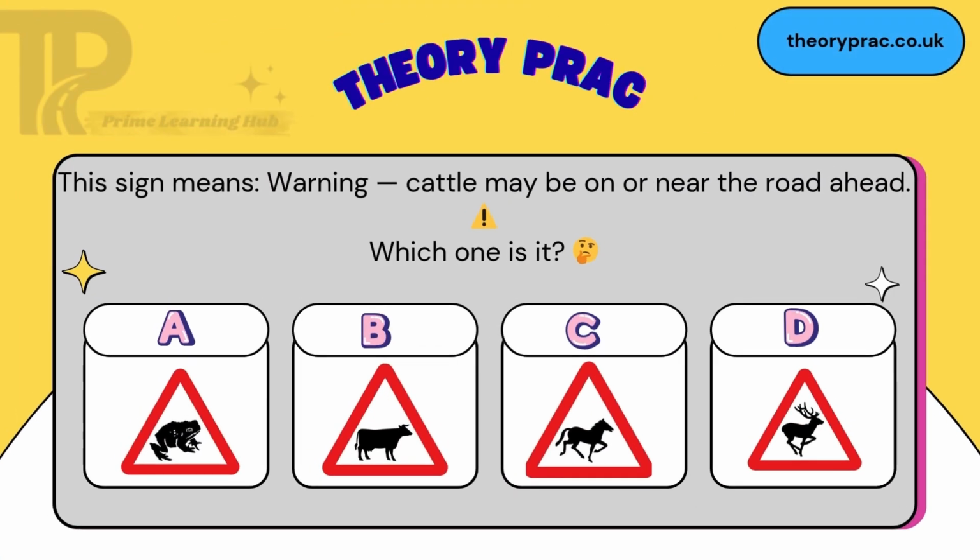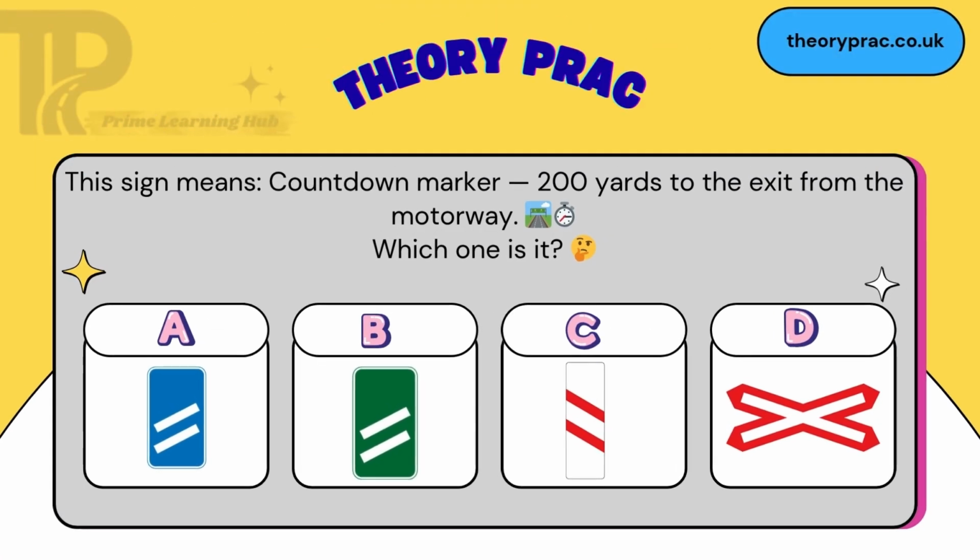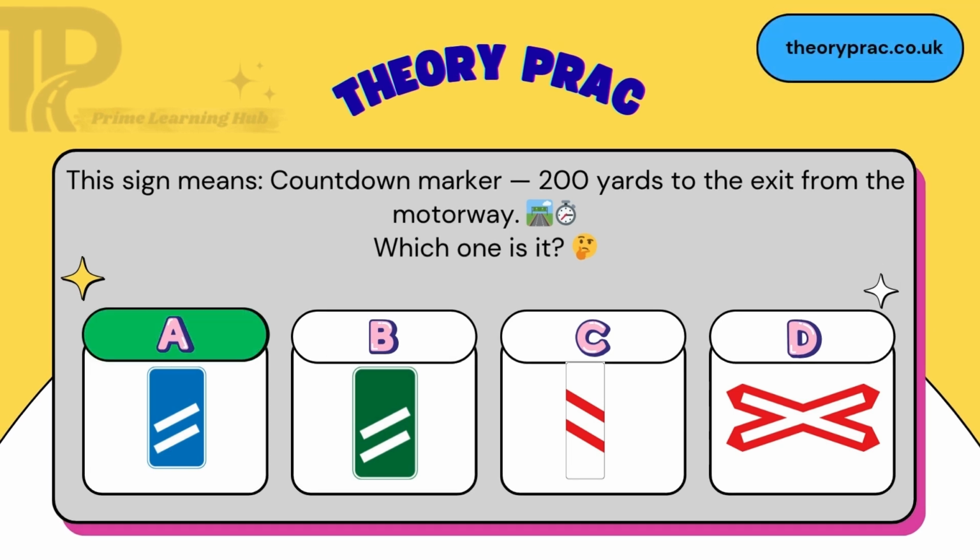This sign means warning cattle may be on or near the road ahead. Which one is it? The correct answer is B. This sign means countdown marker 200 yards to the exit from the motorway. Which one is it? The correct answer is A.